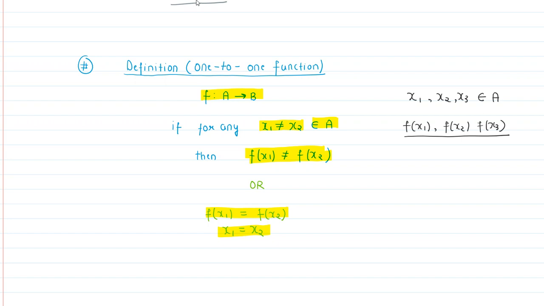And the most important thing is that a one-to-one function is reversible, and it passes the horizontal line test, and it also passes the vertical line test.